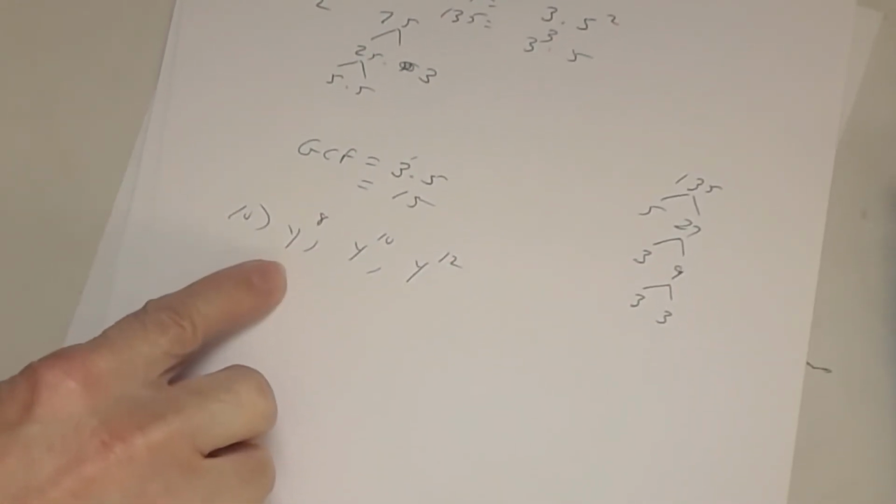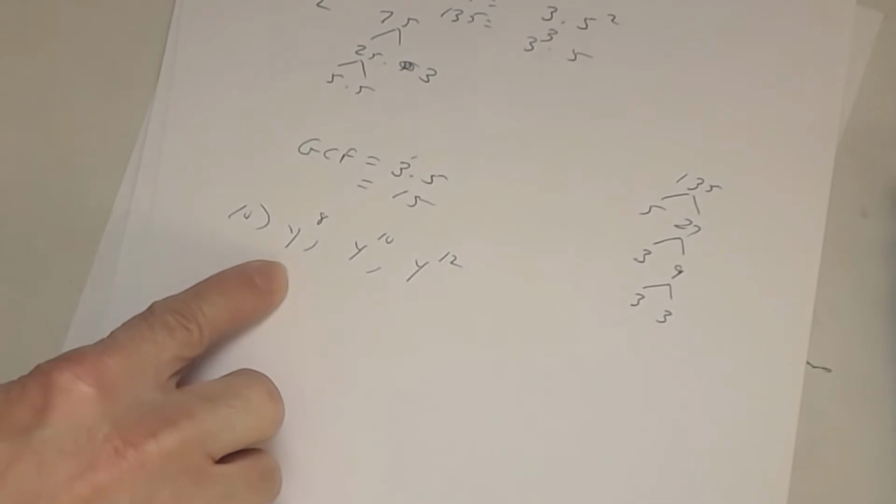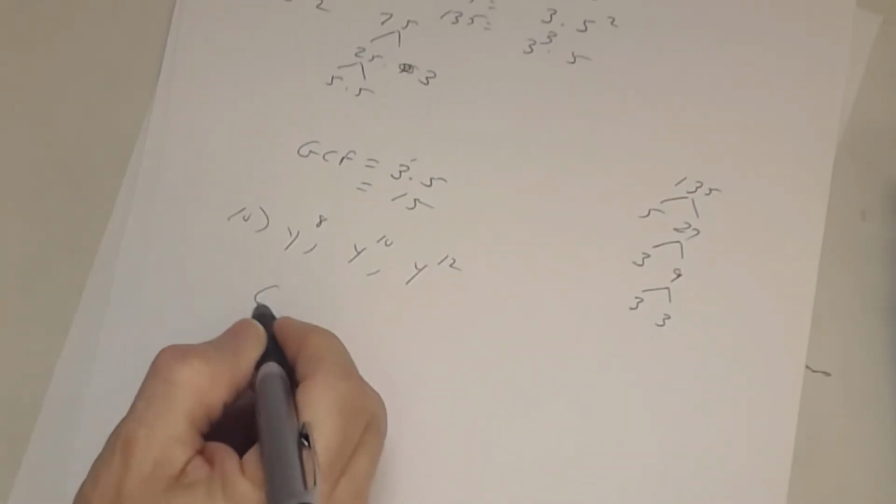All right. So let's think about this. This term right here has how many factors of y? 8. So I have 8 y's up there. Remember how I was doing it earlier with the numbers? 8 y's. The next one has how many factors of y? 10. The next one has how many? 12. What's the largest that they share? 8. So what's the GCF? Y to the 8th. GCF is y to the 8th.